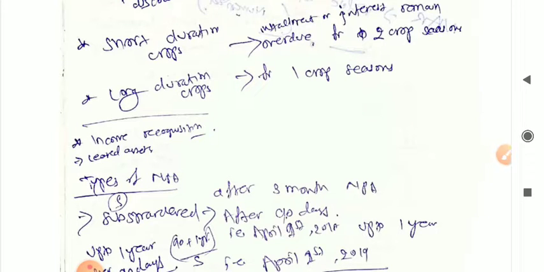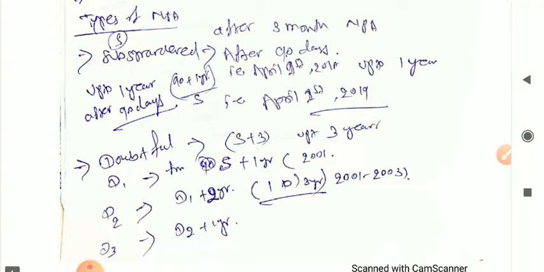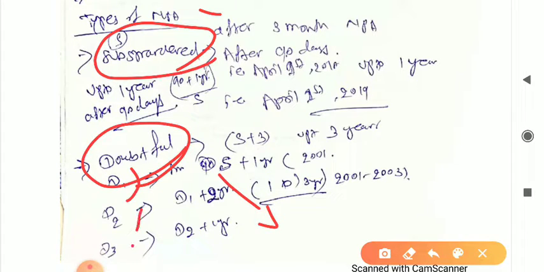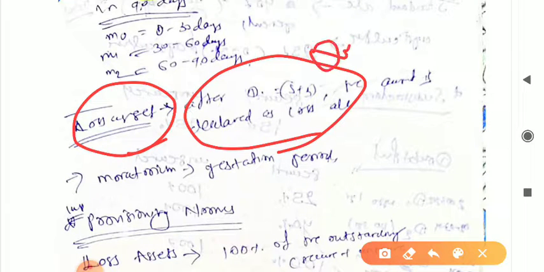Then there are income recognition and leased assets, and there are types of NPA. There will be standard, then substandard, then doubtful, which has 3 categories, D1, D2, D3, then loss asset, right? There will also be something like M0, M1, M2, M3. After all the 3 doubtful categories D1, D2, D3, the account will become a loss asset, right?